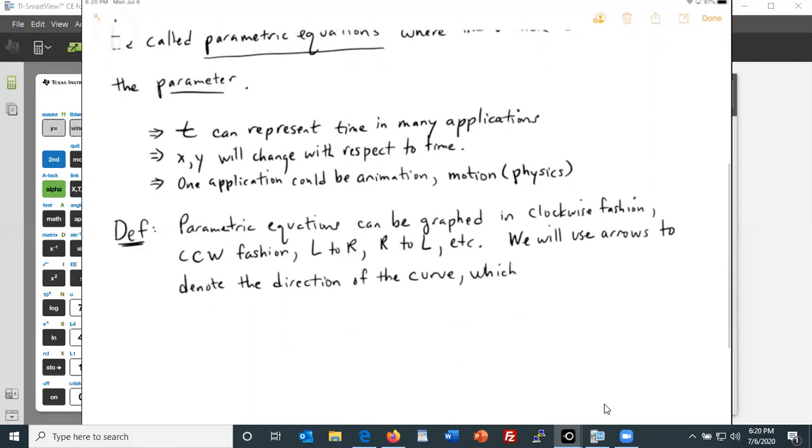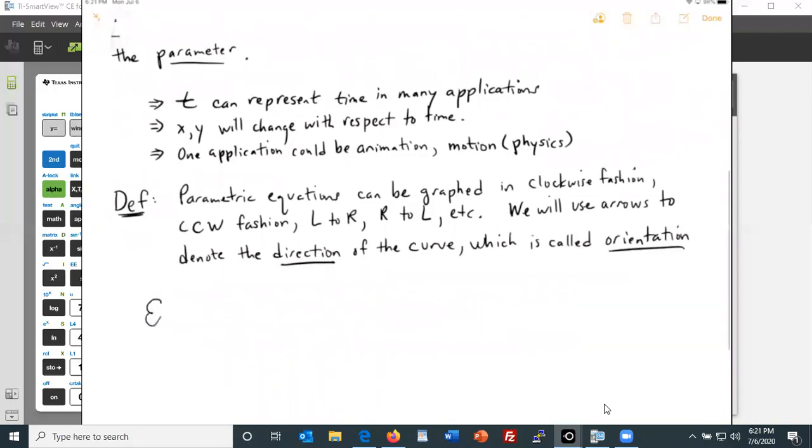which is called, so direction is a nice word because it makes sense, but of course in mathematics we have to use a different word which doesn't quite make as much sense as a word like direction. So here direction is called orientation. All right, so direction and orientation have the same meaning. So for example, if we plot on an XY plane a parametric equation which gives us a circle, if this is a counterclockwise circle, we would put arrows on it like this. All right, so counterclockwise orientation.